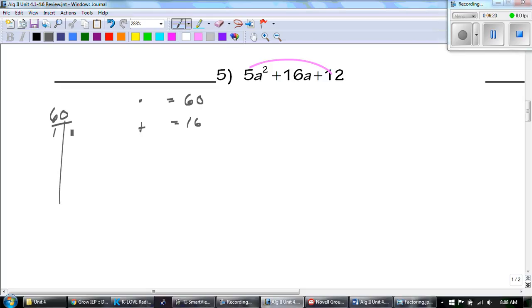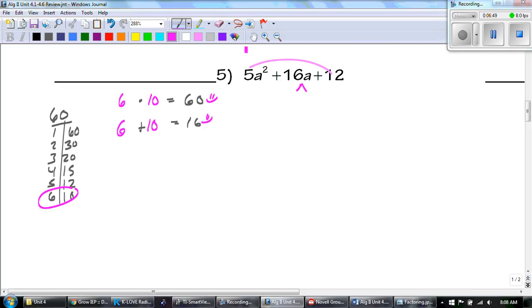Factors of 60 are 1 and 60, 2 and 30, 3 and 20, 4 and 15. I know there are a lot. 5 and 12, and 6 and 10. Okay? So what combination gets us to 16? Yeah, 6 and 10. So 6 plus 10 works, and then 6 times 10 works.